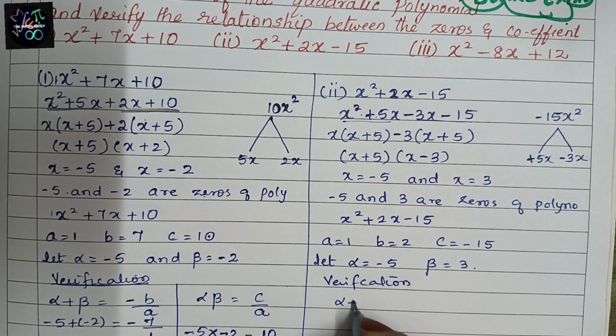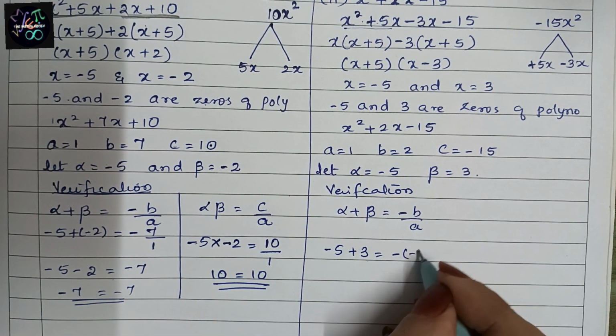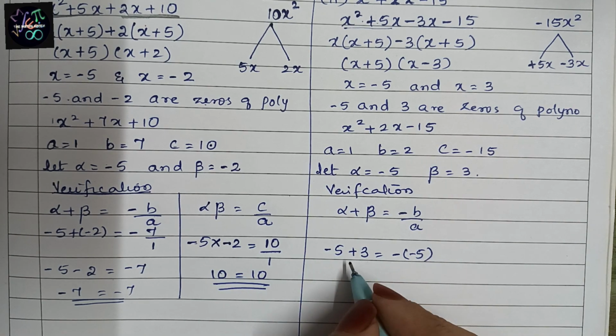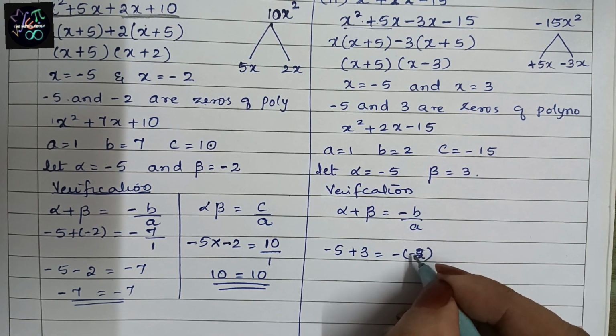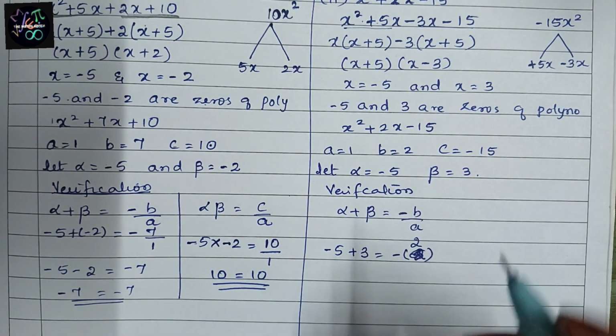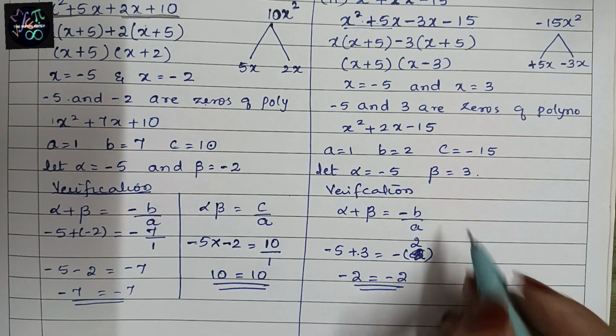Alpha plus beta is equal to minus b by a. Alpha value is minus 5 plus beta value is 3 is equal to, this is the formula, minus b value. Okay, so now b value is 2, not minus 5, only 2. So minus 5 plus 3 is minus 2 and on this side also we get minus 2. So LHS is equal to RHS.